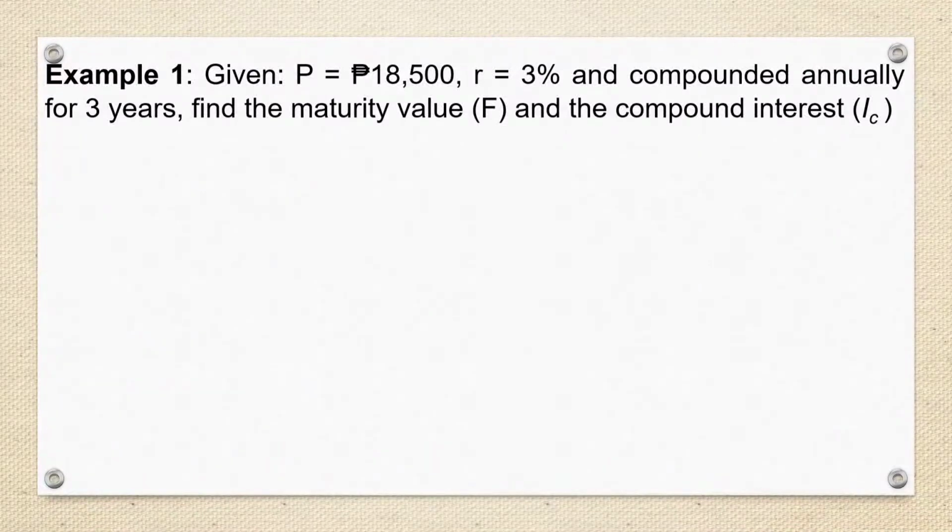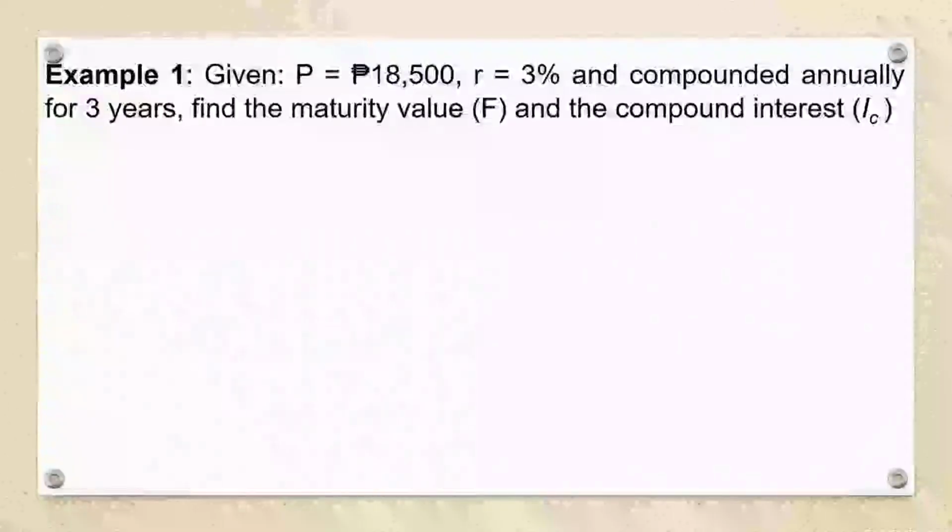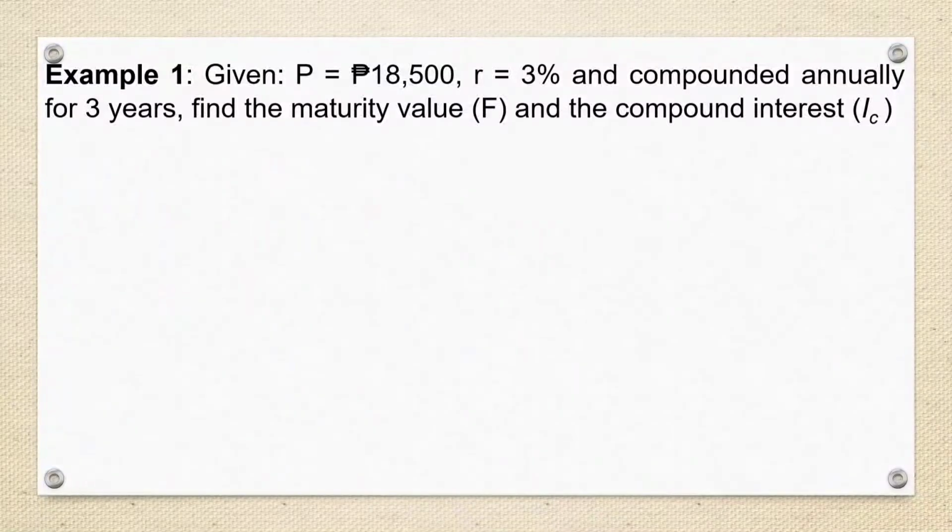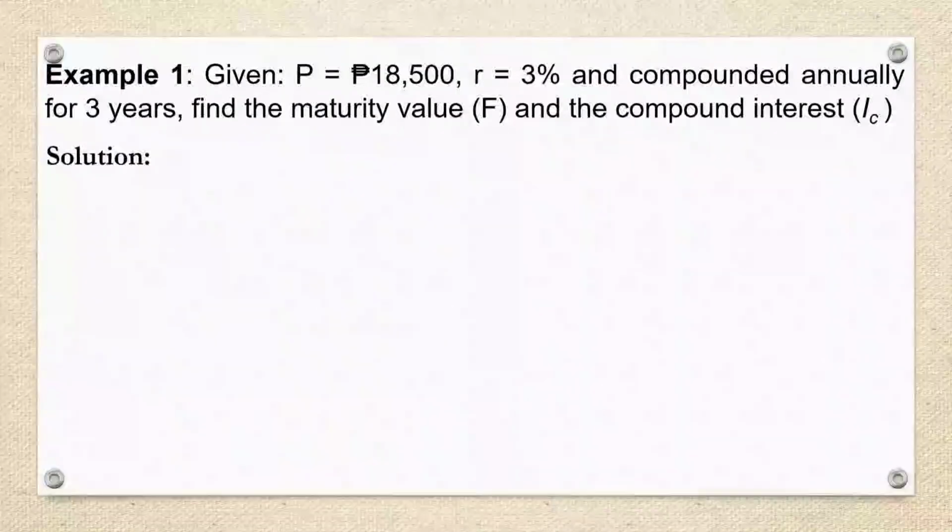So we have example number 1. The given are the principal, which is 18,500, the rate is 3%, and it is compounded annually for 3 years. So we're going to find the maturity value or the future value and the compound interest. Dalawa ang unknown, the maturity value and the compound interest. So ito yung ating solution.